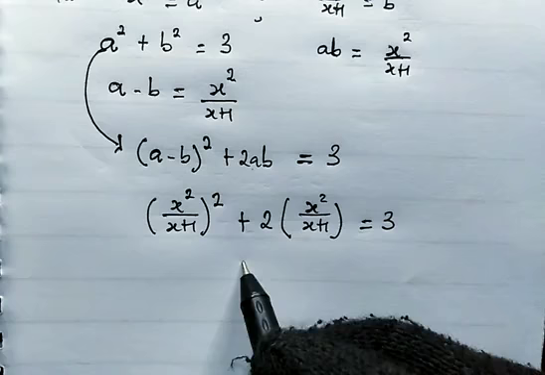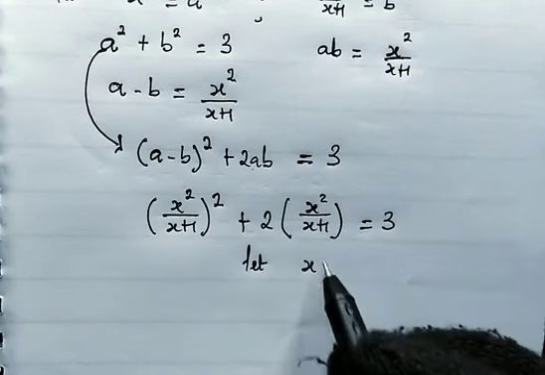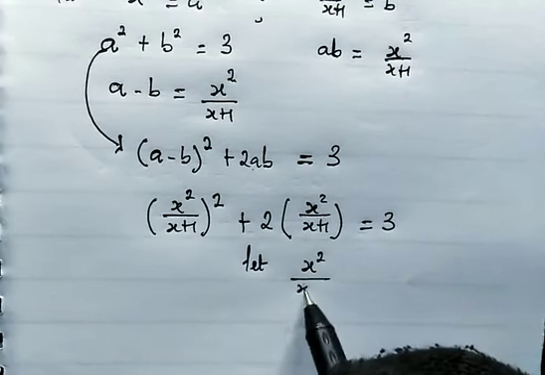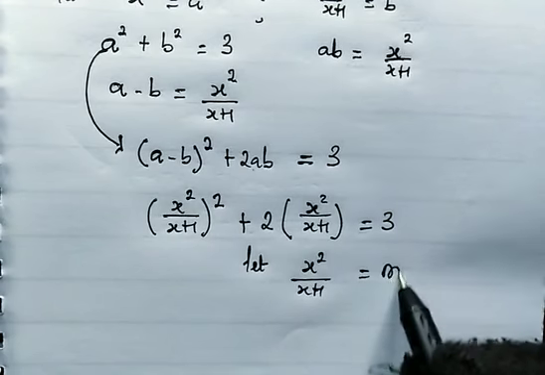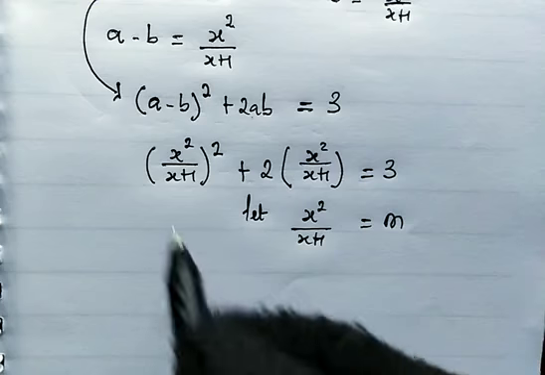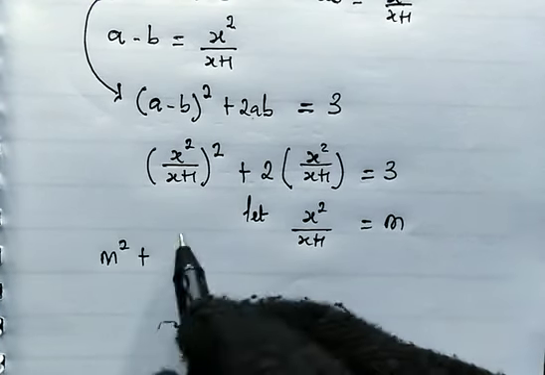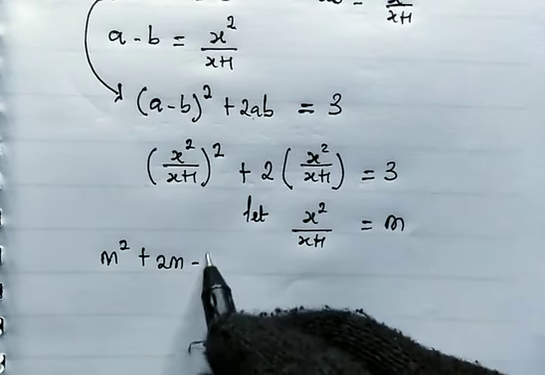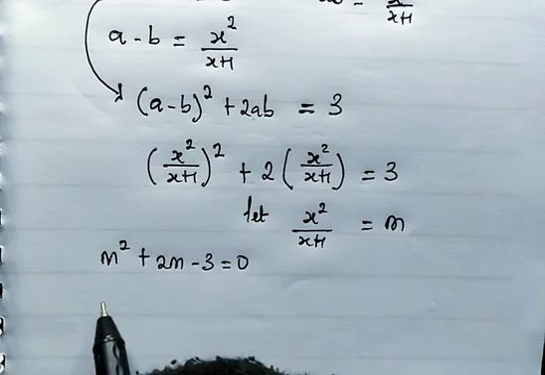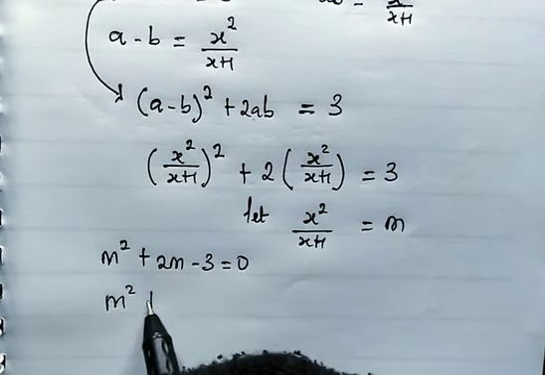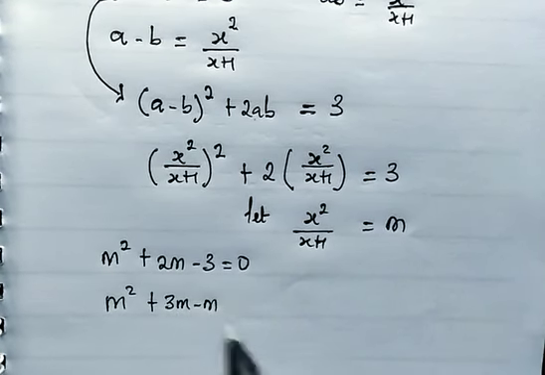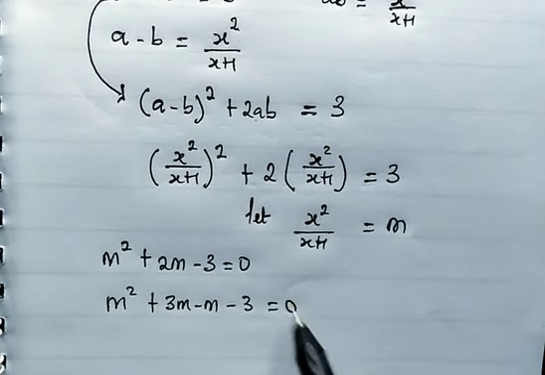So we're going to solve this making a substitution again. We're going to call x squared divided by x plus 1 equals m. So let's use m. So this squared will be m squared, right? Plus here, this will be 2m. Then minus 3 equals 0. So here m squared plus 2m, let's write it as 3m minus m. Then minus 3, this equals 0.